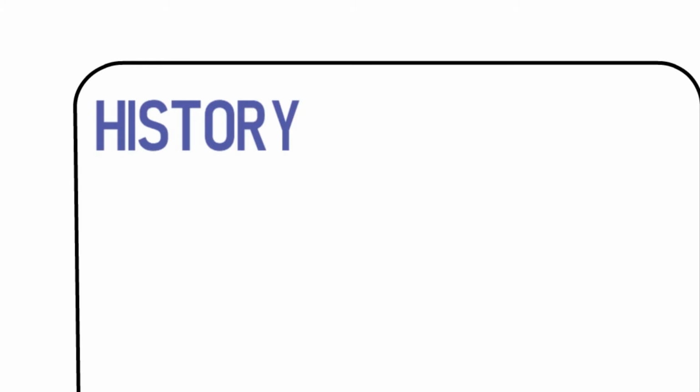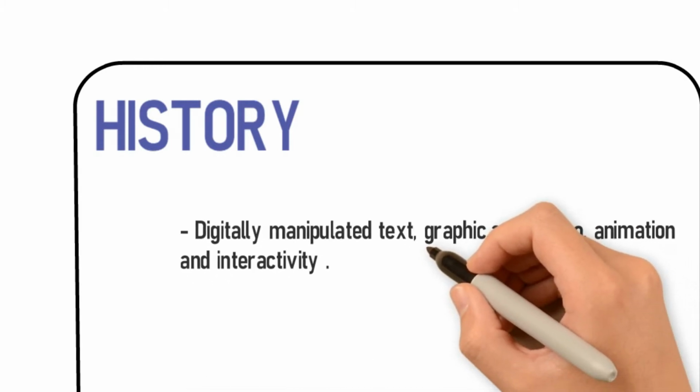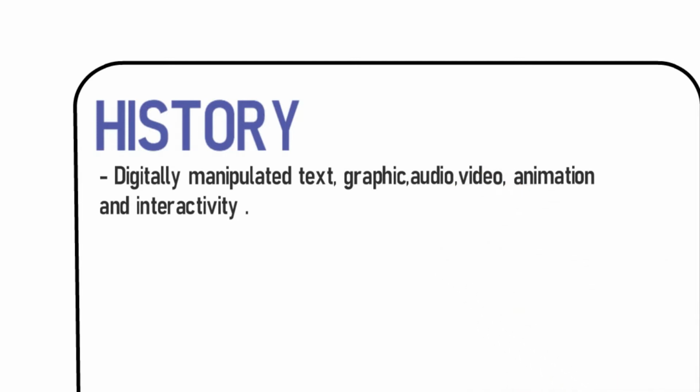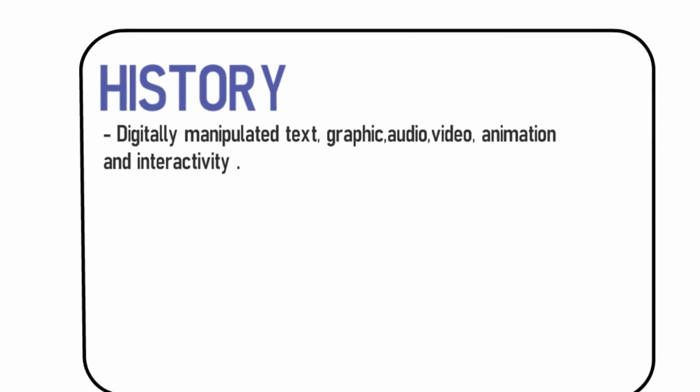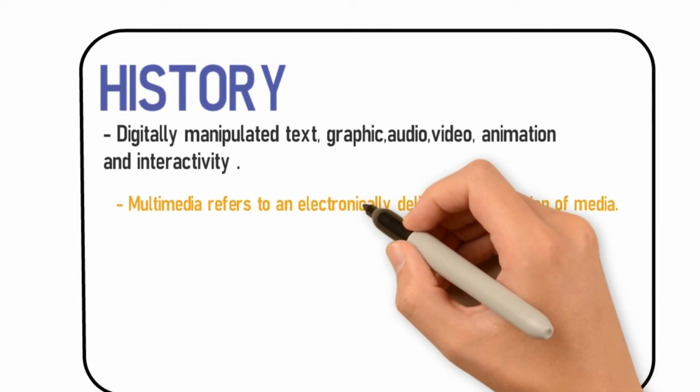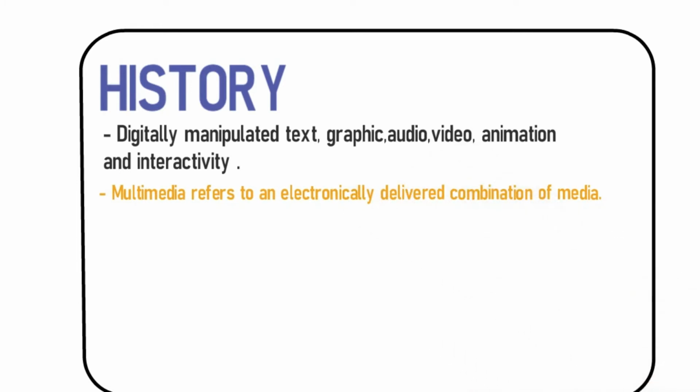Multimedia is a combination of digitally manipulated text, graphic, audio, video and animation. In the strict sense of the word, multimedia simply means more than one medium. In other words, television, movies, even illustrated books are examples of multimedia. They all use a combination of text, image, sound and movement.